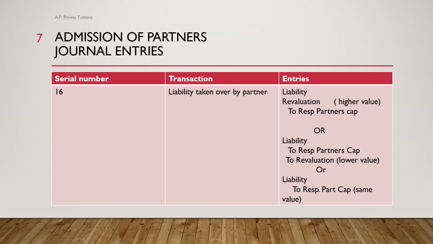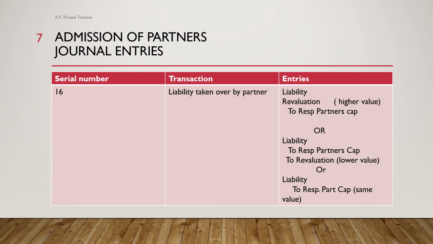Liability taken over by partner. When a partner takes over an asset, he is the receiver. When he takes over a liability, he is the giver. Debit the receiver, credit the giver. So you can see in this entry, the partner is credited. So when he is taking over the liability, our entry is liability account debit to respective partner's capital. Suppose a 10,000 liability is taken over for 10,000, our entry is liability to partner's capital 10,000.